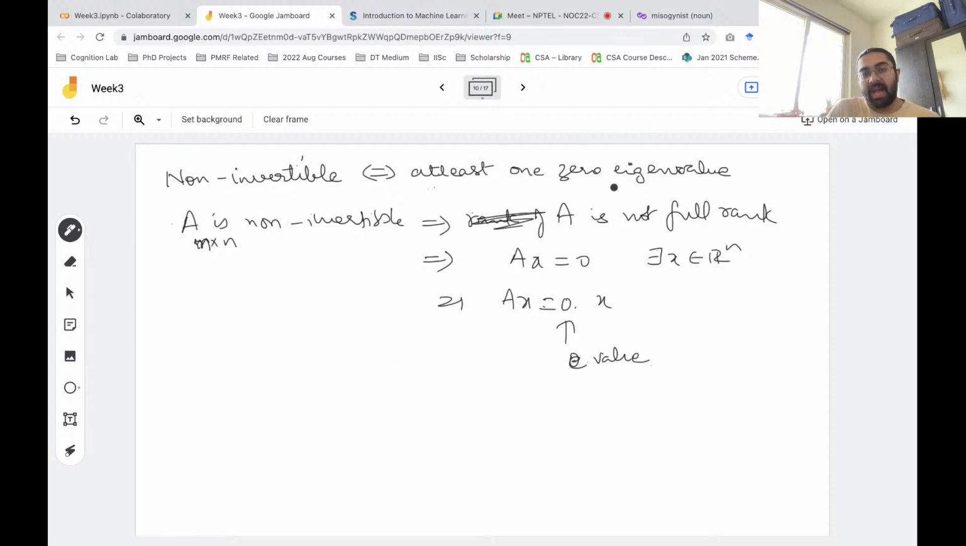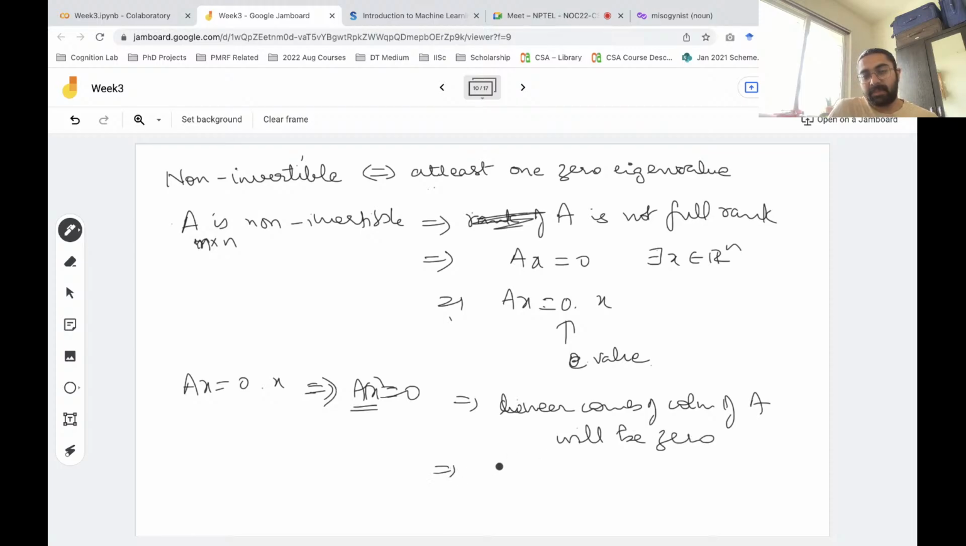Now, if you have a zero eigenvalue, what does it mean that it is non-invertible? That's the question, and a similar thought process can be used. If AX equals 0 times X, that means AX equals 0. So this X is telling you that I can take some linear combination of the columns of A and get 0.